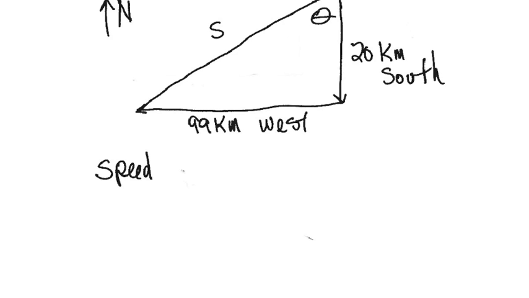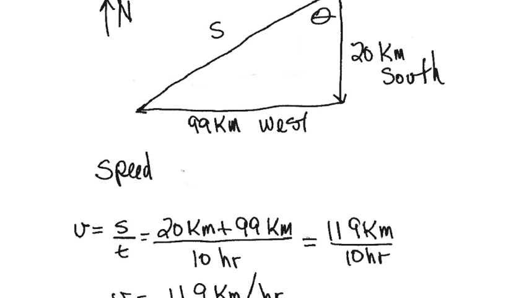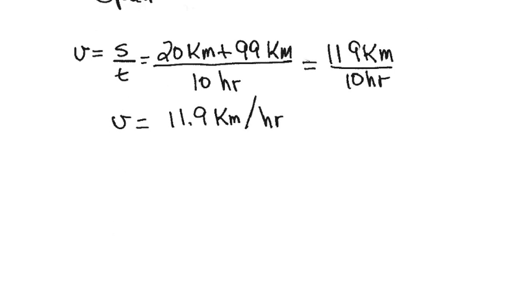Okay, first of all, let's calculate his speed. Well, speed is nothing more than distance divided by time. And the distance traveled is how far he actually goes. So he goes 20 south, 99 west, and I divide that by the time. So I have 119 kilometers traveled in 10 hours, which gives me a speed of 11.9 kilometers per hour. Pretty straightforward, nothing mystical there.